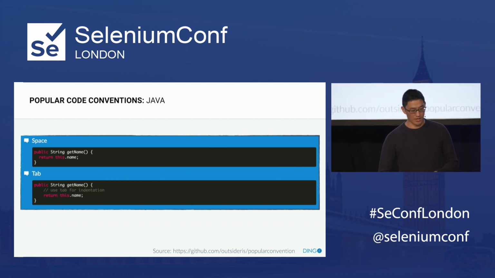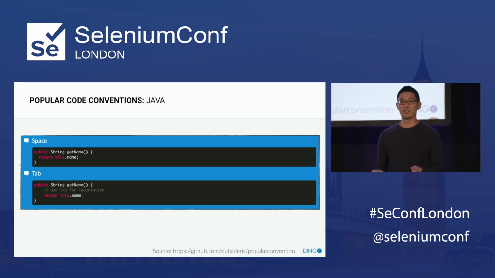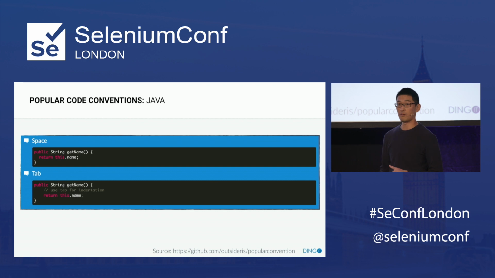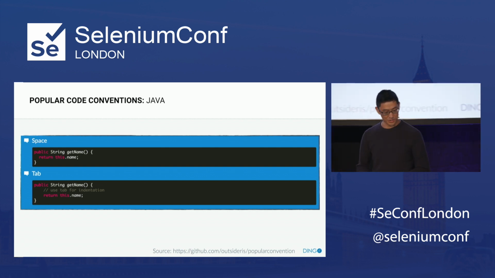So on GitHub, there's a nice project called Popular Convention. What this project does is it scans millions of commits on GitHub, so open source code, and checks for popular code conventions. In this talk, I'm only going to focus on Java and JavaScript because I'm most familiar with that. For other programming languages, you can find similar examples. So let's check this one out.